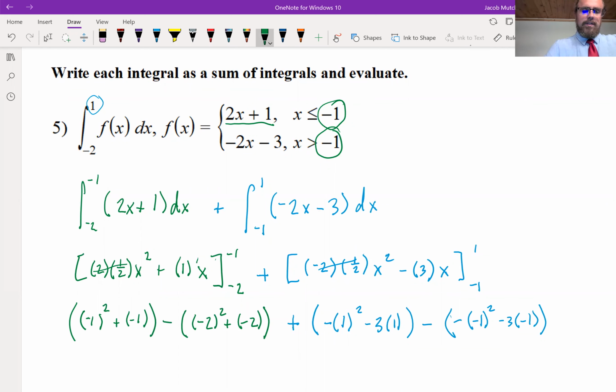So we just need to treat these in parts. So -1 squared is +1, -1's 0. That whole first term becomes 0. Minus, so here I've got -2 squared, that's 4, plus -2's 2, so -2. And then I'll pick up with my second integral plus, so this is +1 squared is 1, so -1 minus 3 is -4. Minus, and then -1 squared is 1, -1 plus 3. -1 plus 3 is going to be 2. So what I've got here is -2 plus -4 minus 2. And that's all going to add up to -8 square units.